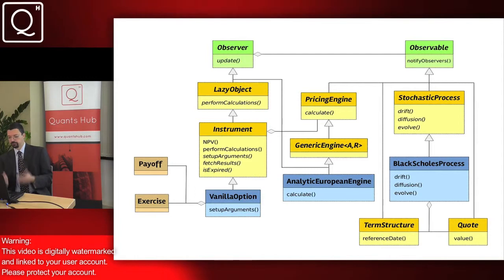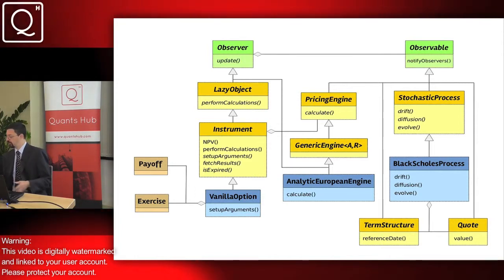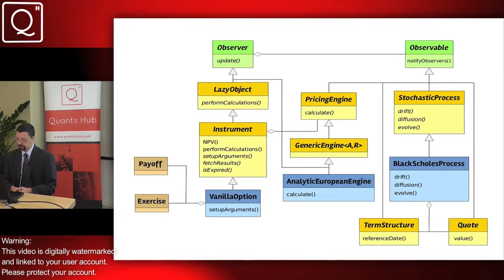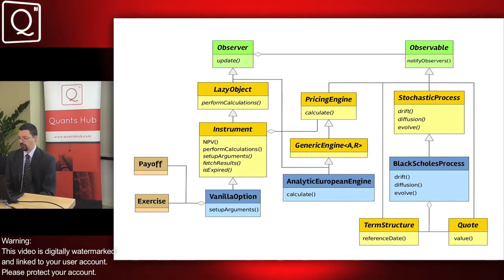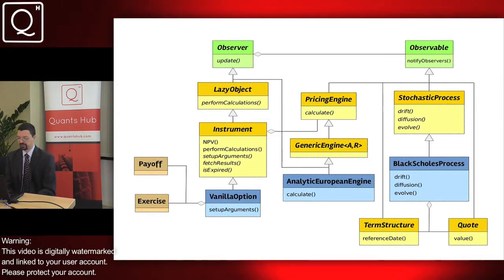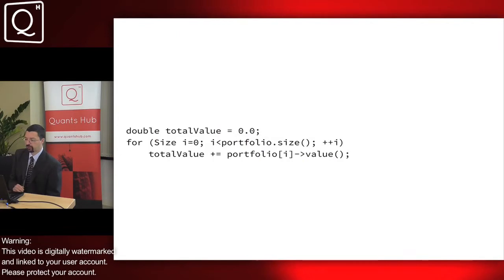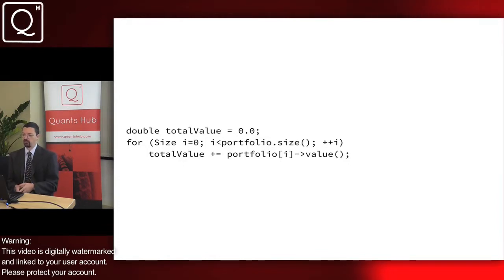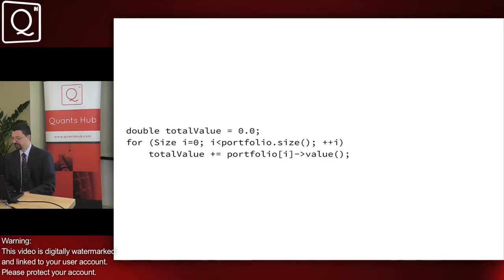How do we get to this point? The design of our instrument class was, I won't say forced, but it was pretty clear where we had to go once we started imagining ways to use instruments generically, like in this case. Let's say we have a portfolio. It's some kind of container of instruments. We don't have a portfolio class in the library. Well, this could be just a vector or whatever.